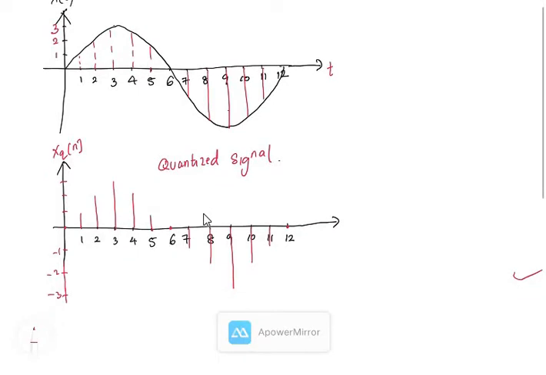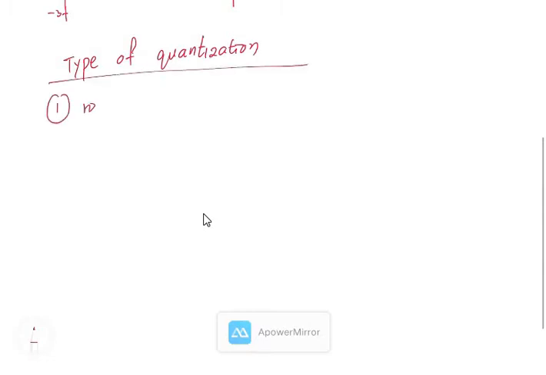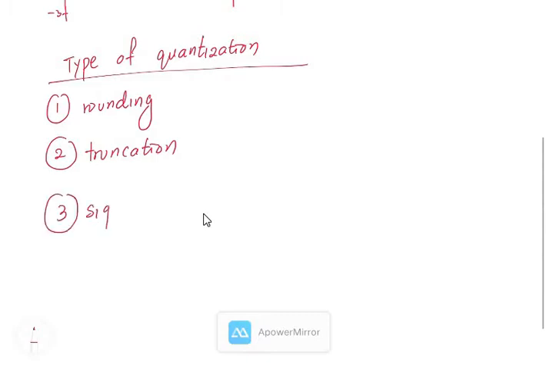So there are 3 types of quantization. The first one is the rounding. And the second one is the truncation. And the third one is the sign magnitude truncation.